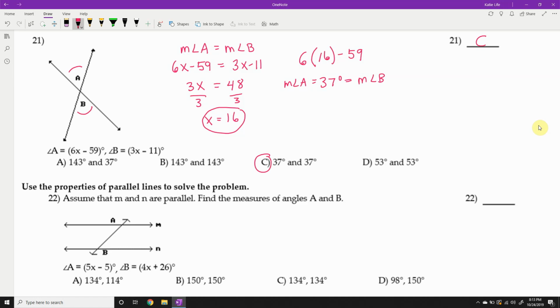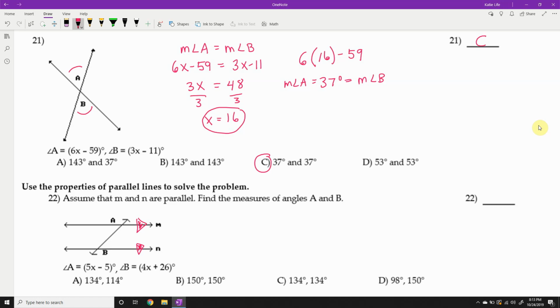All right, number 22. Use the properties of parallel lines to solve the problem. Assume that M and N are parallel. So this line is parallel to this line. Find the measures of angles A and B.